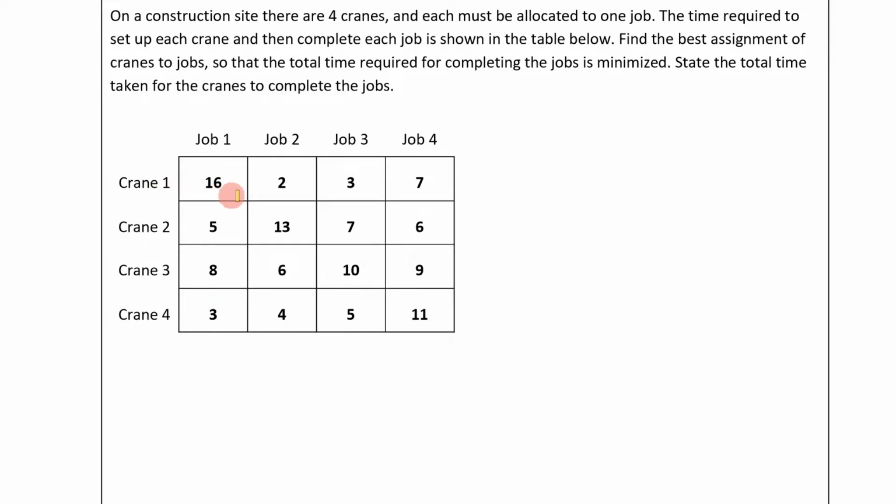You might say, all right, crane 1 should probably do job 2 because it's the shortest amount of time there. And then looking through this as well, 3 is a pretty short time. Maybe crane 4 should do job 1. And then crane 5, it can't do job 1 because that's already taken by crane 4. So the next smallest number would be here. So crane 2 would have to do job 4. But then that leaves us with crane 3 doing job 3, and that gives us 10.